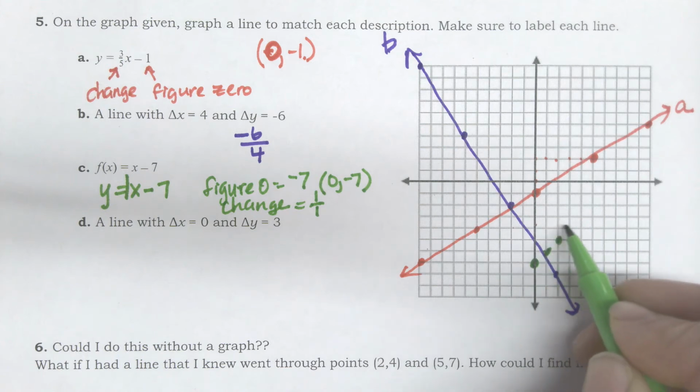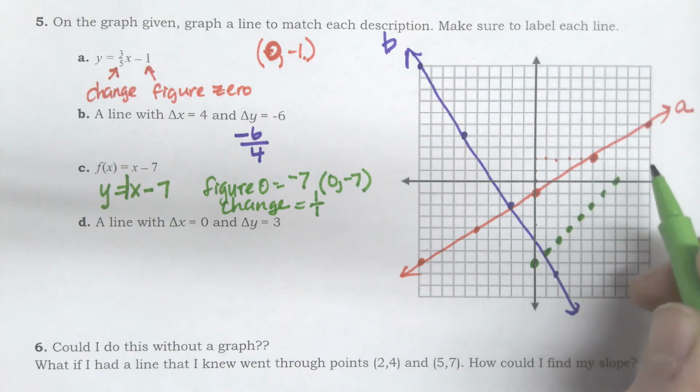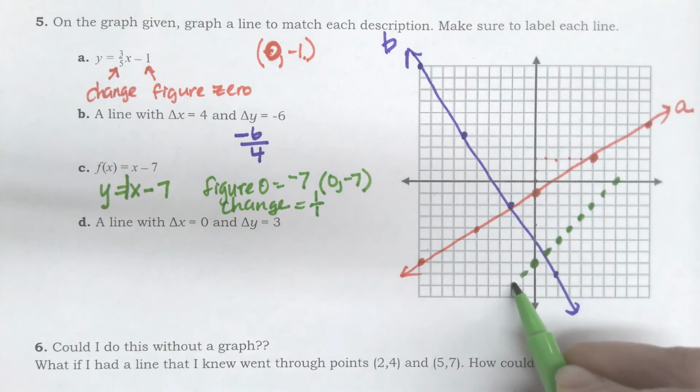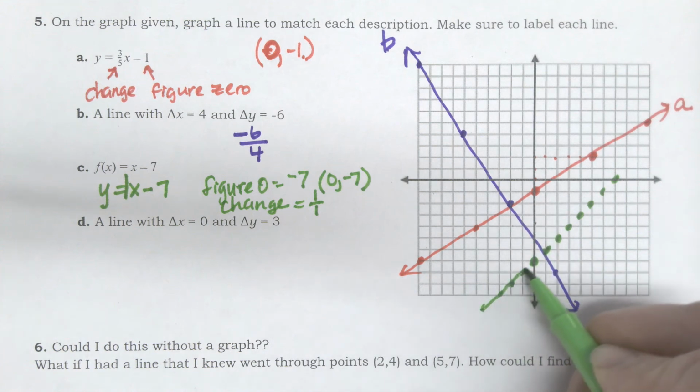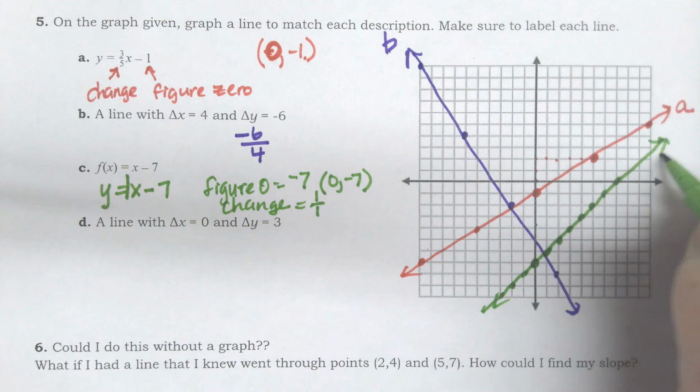For every 1 I move up, I move over, up 1 over 1, and I just keep filling my graph. Keep in mind I could also go down and left, down and left, down and left. I've got enough to get a good idea of this graph, and I'll label that graph line C.